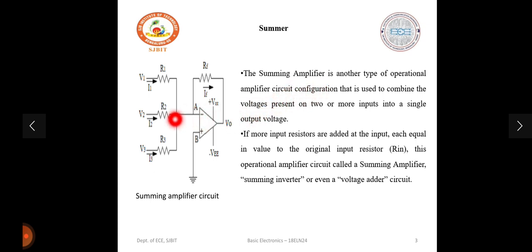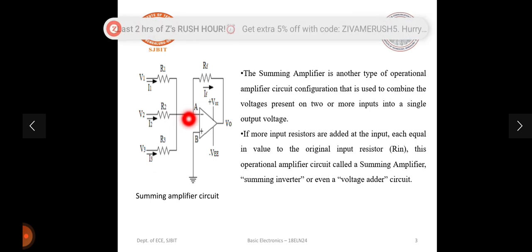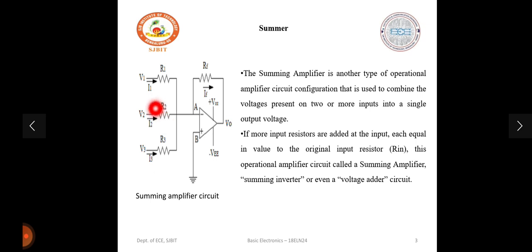The summing amplifier is another type of operational amplifier circuit configuration that is used to combine the voltages present on two or more inputs into a single output voltage. If more input resistors are added at the input, each equal in value to the original input resistor, this operational amplifier is called a summing amplifier, summing inverter, or even a voltage adder circuit. Now let us see what the output voltage is across the summer or adder circuit.